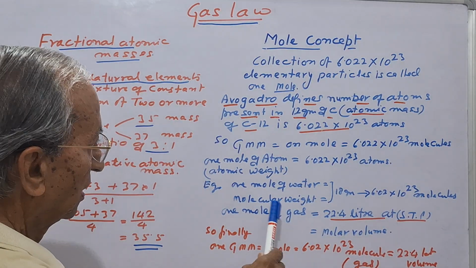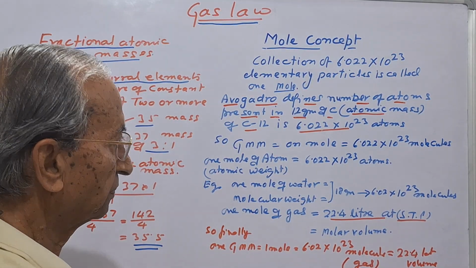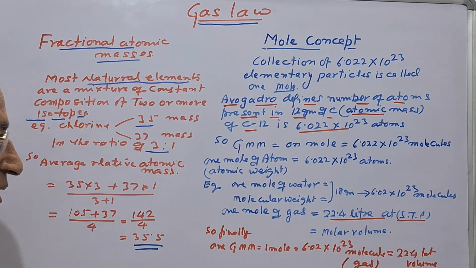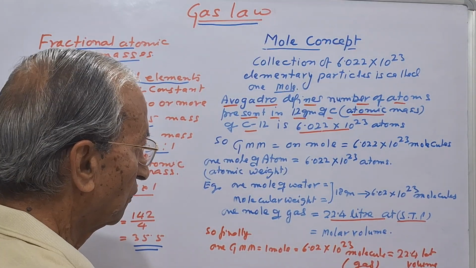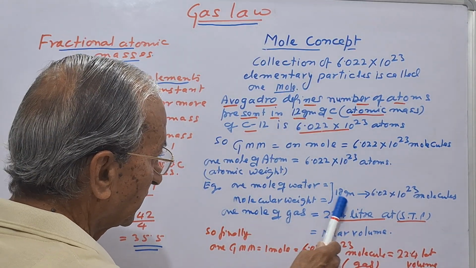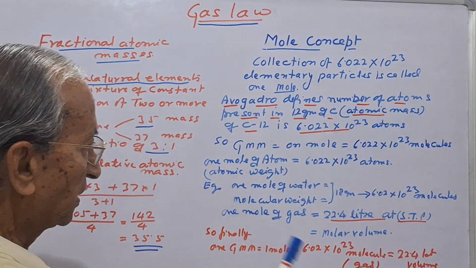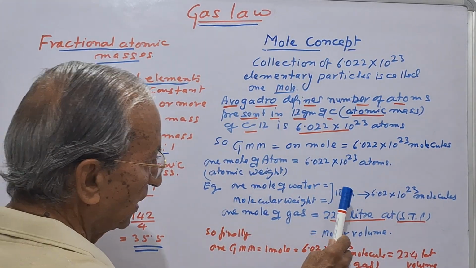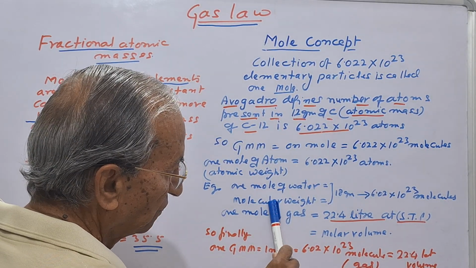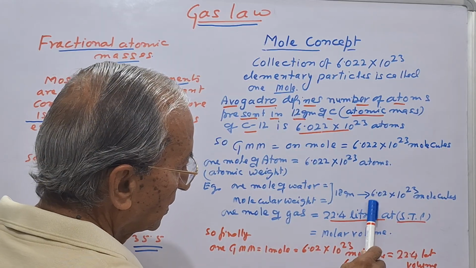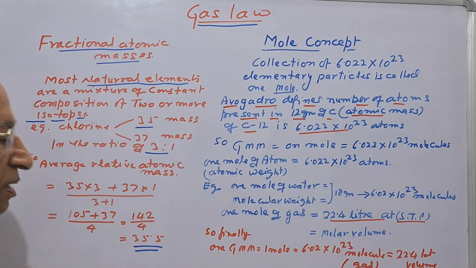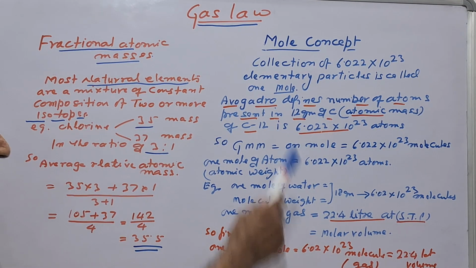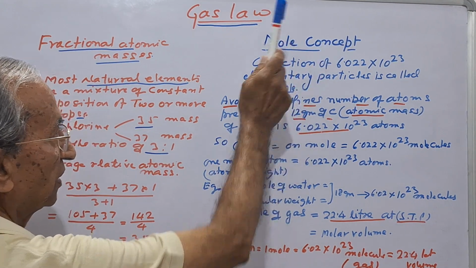For example, 1 mole of water, that is 1 molecule of water, then molecular weight is 18 gram. It means 1 mole of water means 18 gram of the water will contain 6.022 10 to the power 23 molecules of the water. So mole, that is concept. So concept of the mole.